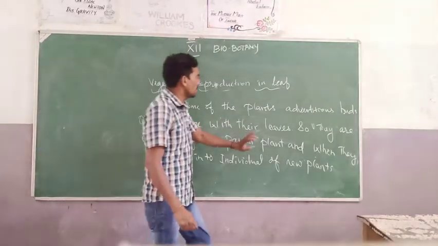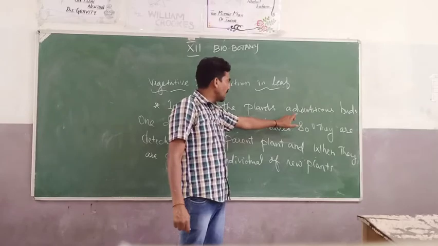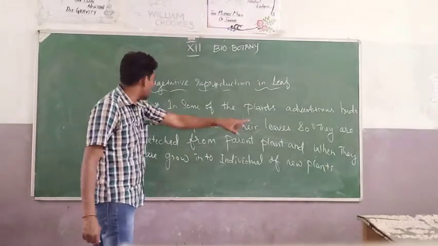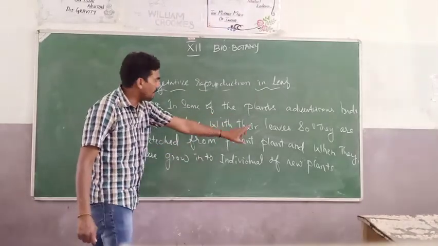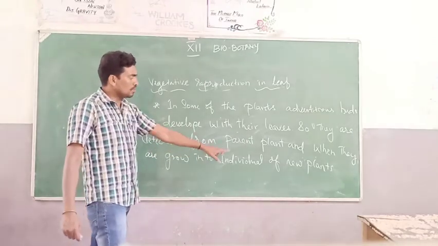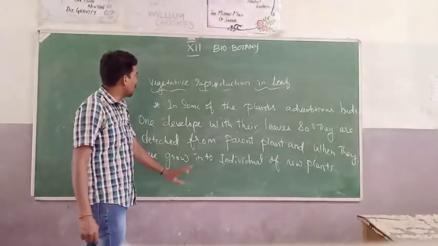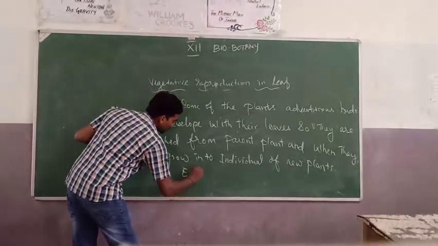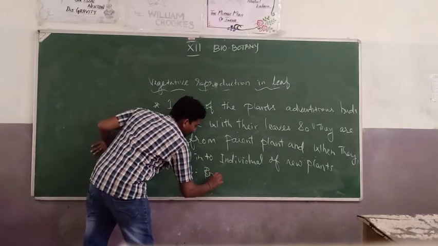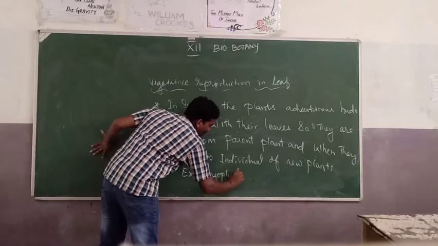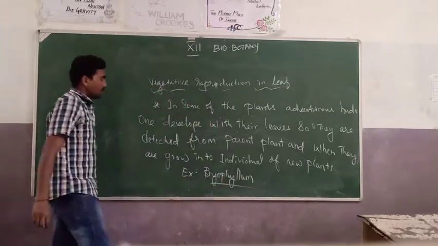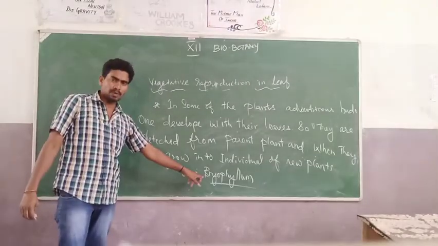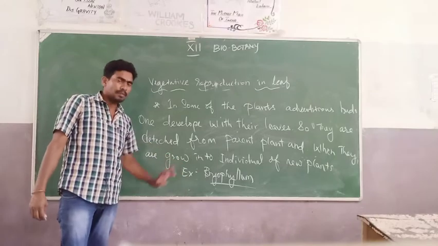In some of the plants, adventitious buds develop with their leaves. They are detached from the parent plant and grow into individual new plants. So this is called vegetative reproduction in leaf. A good example, Bryophyllum. What is the meaning of Bryophyllum? In Tamil, Katti Patal Kutti Podum. So this is one example of Bryophyllum.